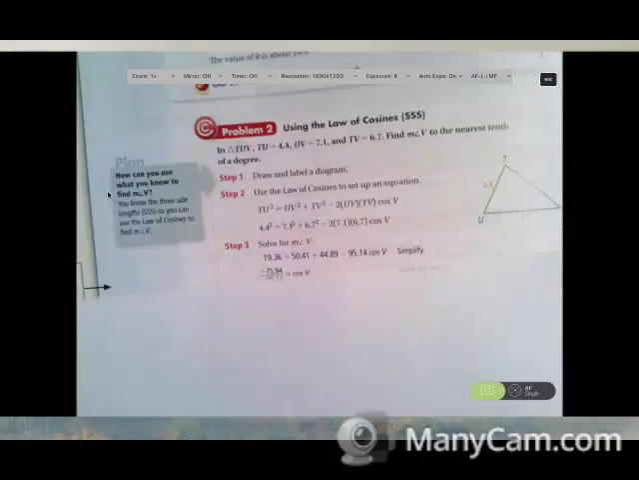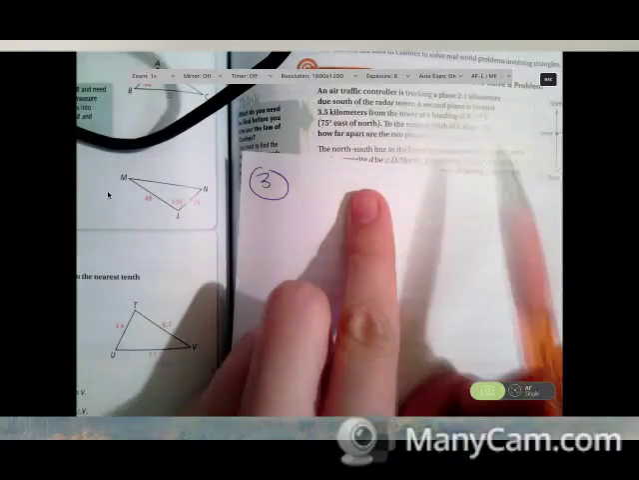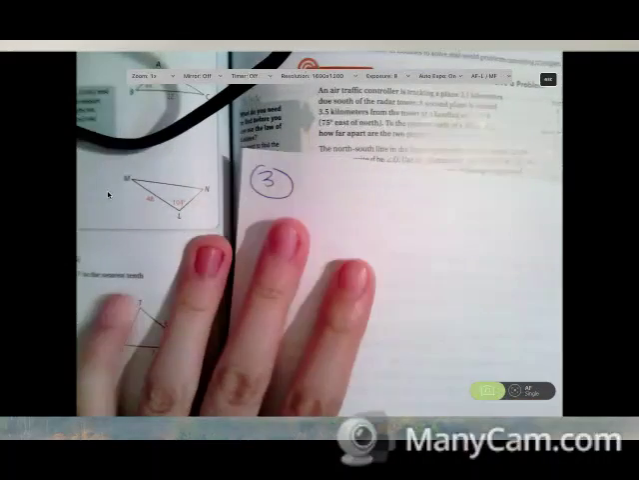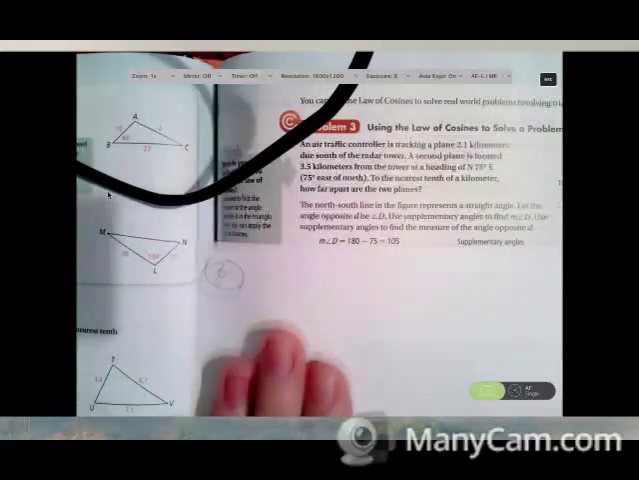All right, problem 3. Okay, so this is what we're given right here. Air traffic controllers. Here's the word problem. To the nearest tenth, how far apart are the two points? So we want to find this distance here.